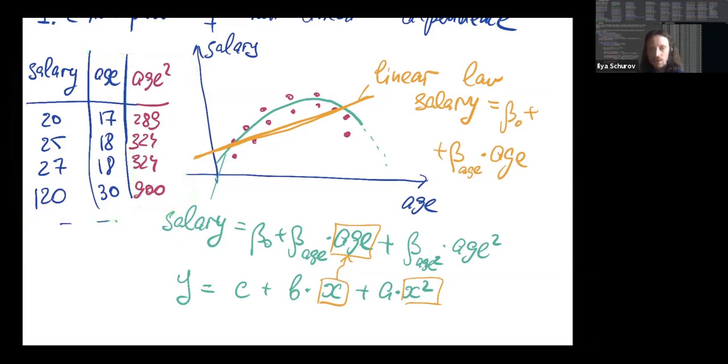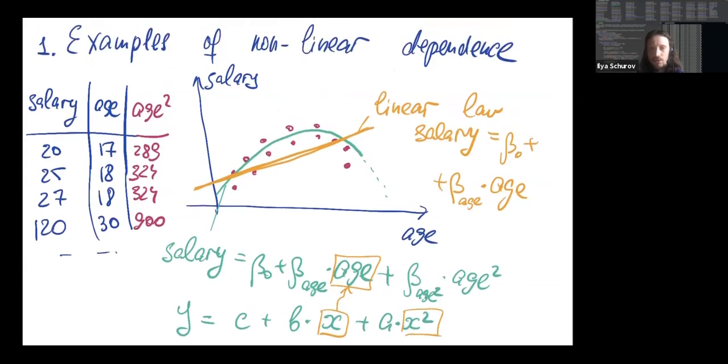Now it is not a univariate regression, it is a bivariate regression, but basically both variables measure the same thing, the same age. But you obtain this law. So this is the first example of extracting some nonlinear dependence in your data.